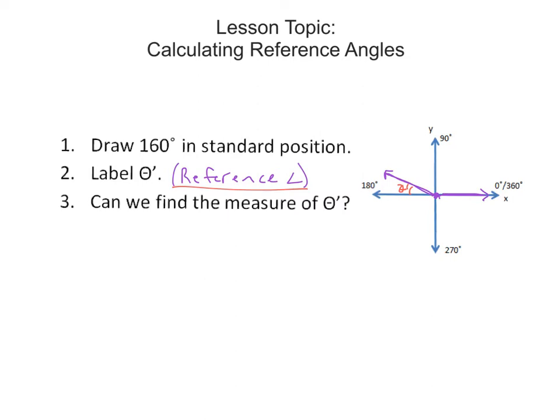The answer is yes, we can find the measure of that angle. If you think about it for a second, this angle right here is 160 degrees, and then to get from this terminal side to the x-axis right here, how many degrees further do we need to go to get to the 180-degree point right there? Well, we needed to go 20 degrees. So yep, theta prime is 20 degrees.